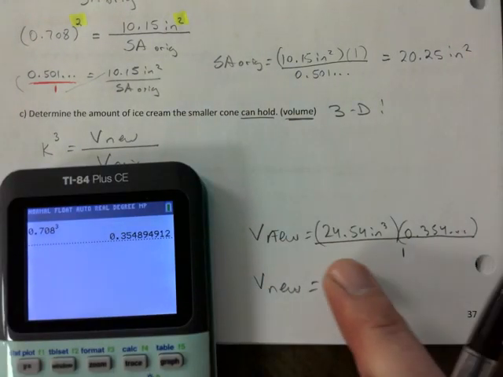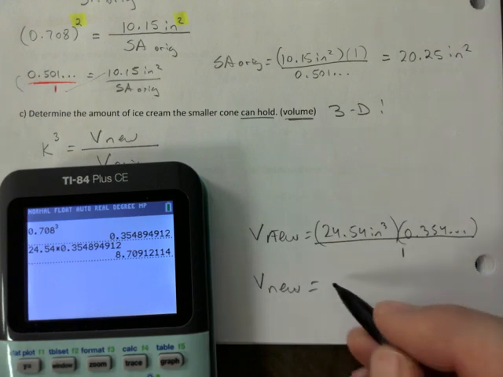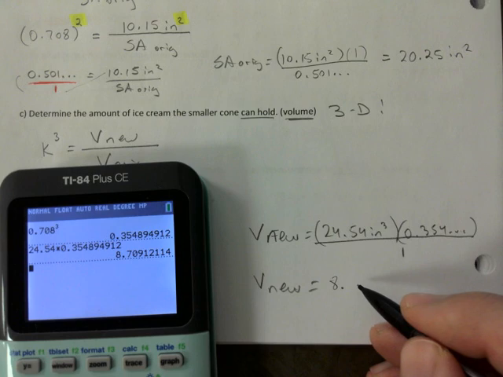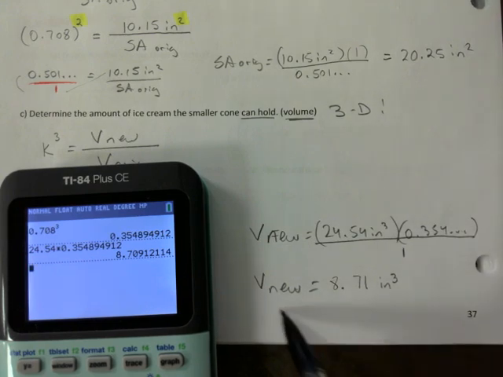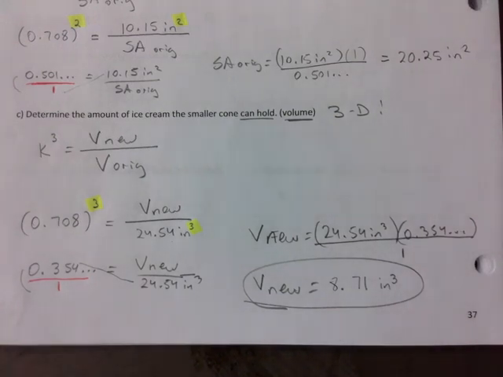And then you go 24.54 times my previous answer. I'm going to copy it in there, and it's 8.71 cubic inches. And it makes sense because it's the smaller cone, so I was expecting a smaller volume. Okay.